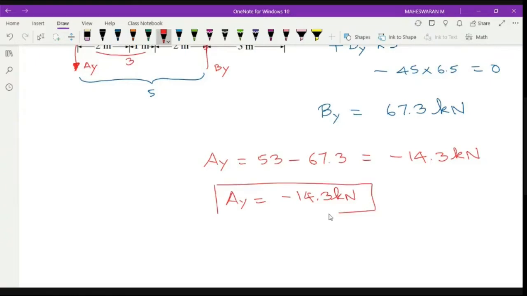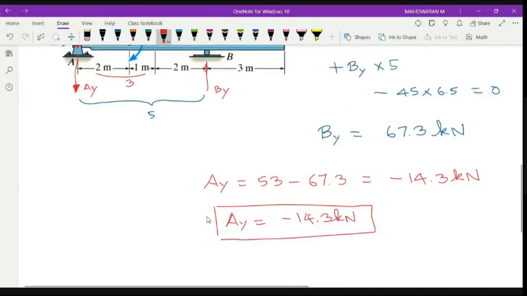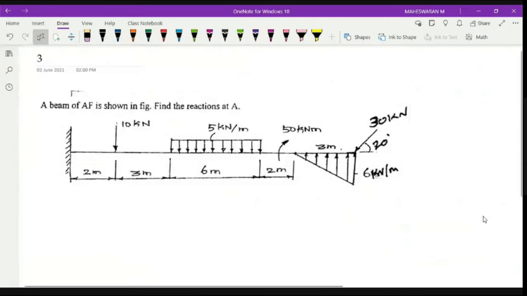Okay, don't change the direction that I have chosen here. Let me consider this one. So a little bit complicated. You can see there are lots of forces here. Right? They're asking you to identify the reaction at A. So A is this point. Right? A is this point. I have to identify the reaction at A.